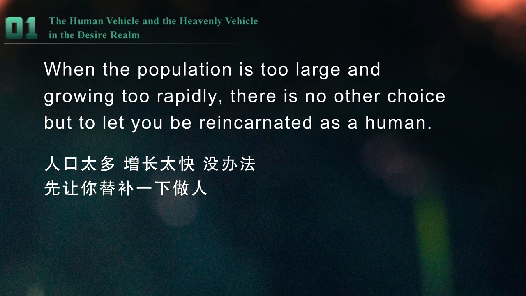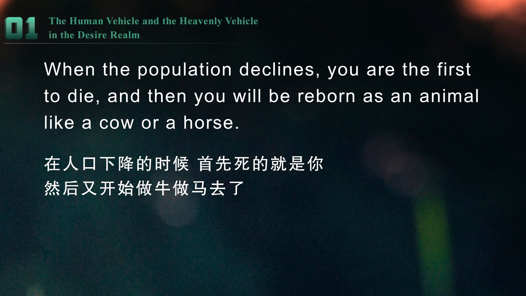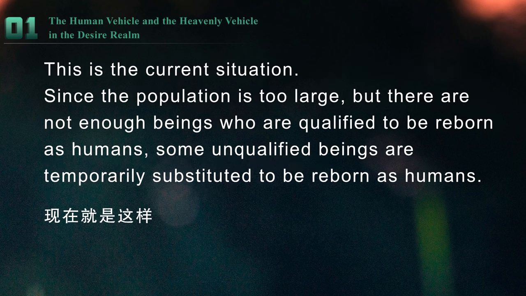When the population is too large and growing too rapidly, there is no other choice but to let you be reincarnated as a human. When the population declines, you are the first to die, and then you will be reborn as an animal like a cow or a horse. This is the current situation.